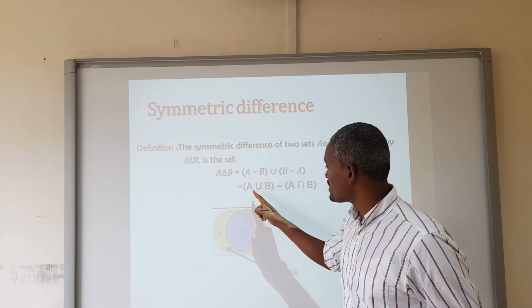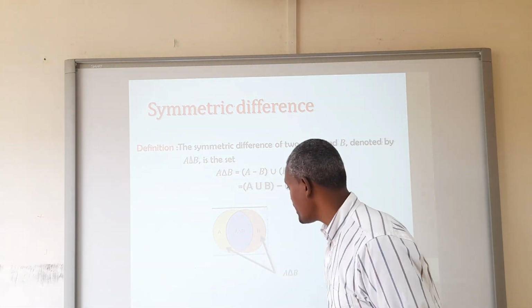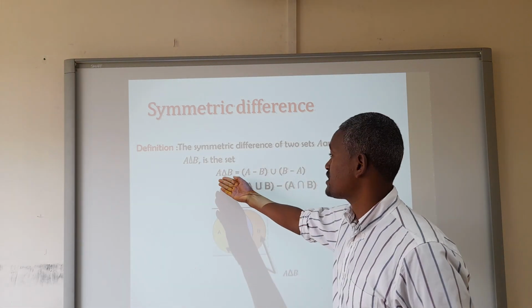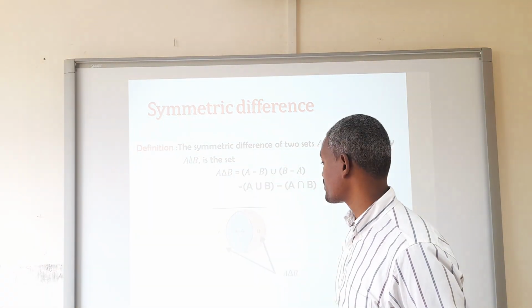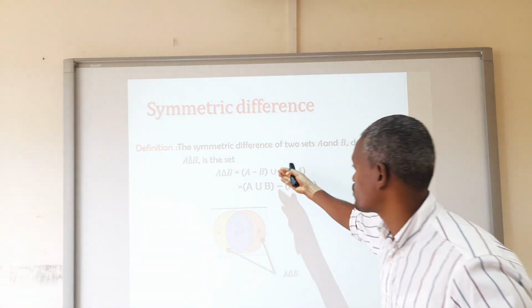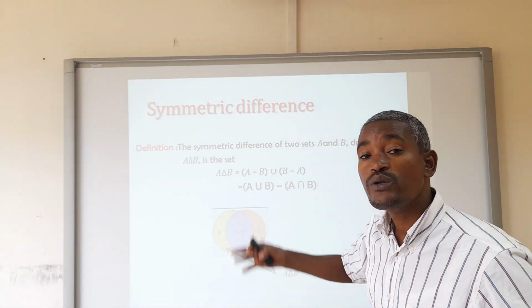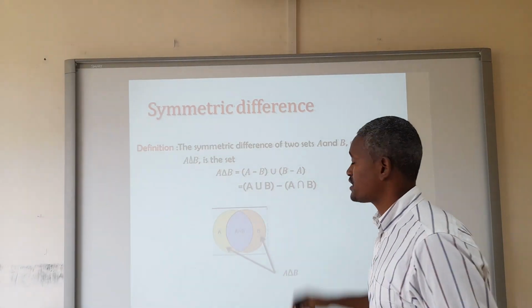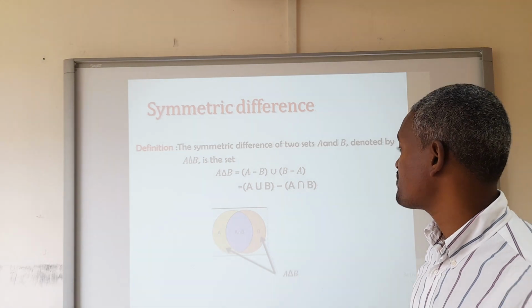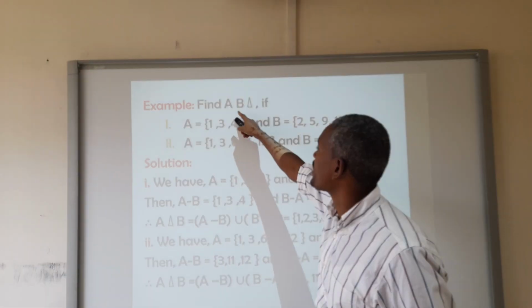Or we can write it in such a way: A union B without the intersection. A union B without this intersection is the symmetric difference of the two sets. So we can define the symmetric difference in either of the two ways: A without B union B without A, or A union B without A intersection B. Find the symmetric difference of A and B.